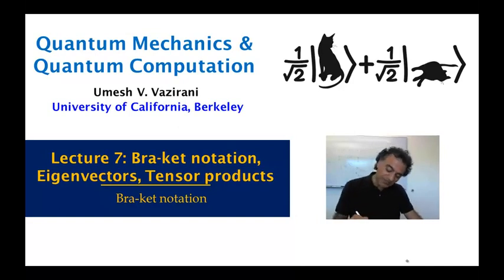Okay, so what I'll talk about today is, first, the Ket notation. This is just completing the Ket notation that I already introduced. Then I'll talk about Hermitian operators and Hermitian matrices and their eigenvectors and eigenvalues. And finally, I'll talk about tensor products of Hilbert spaces, tensor products of matrices, etc. Okay, so let's get started.